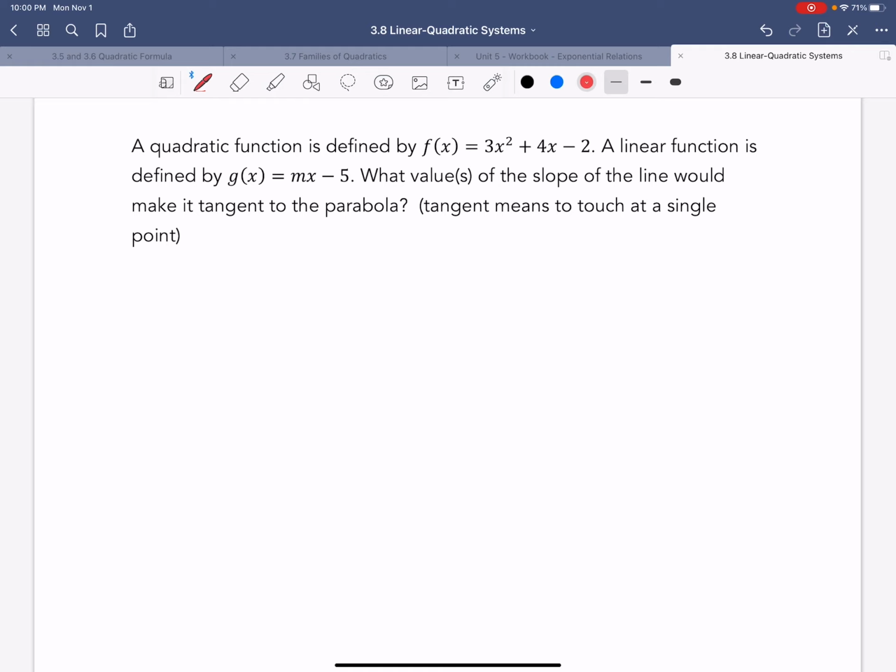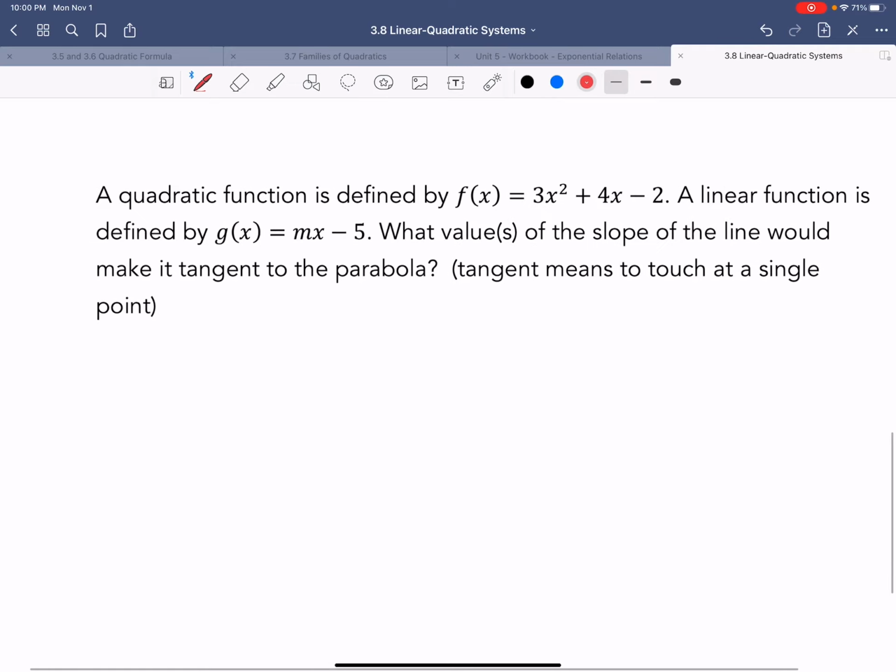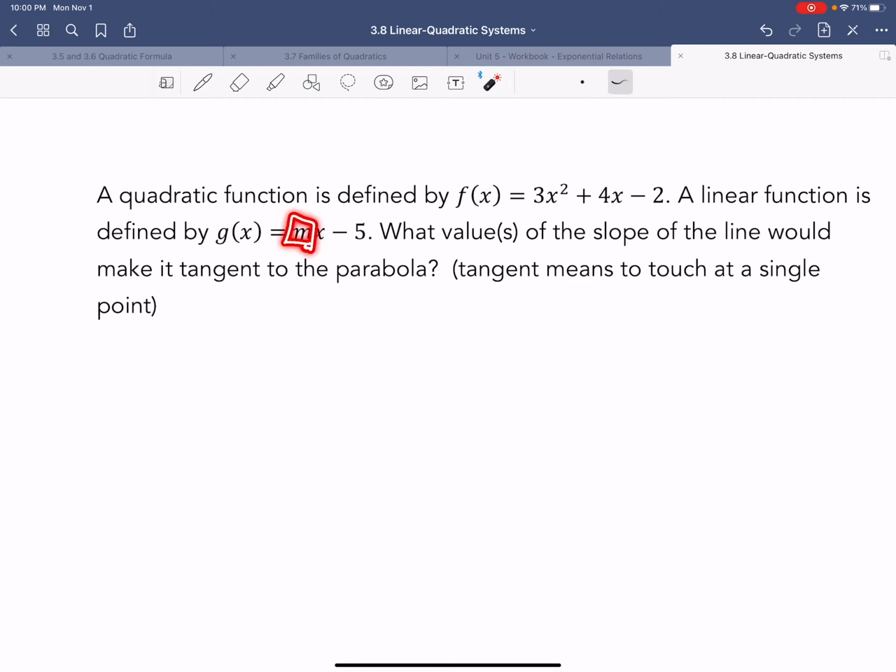A quadratic function is defined by f at x, and a linear function by g at x. What values of the slope of the line would make it tangent to the parabola? So, a couple of things here. You can see in g at x, I don't know what the slope is. We have to figure out what the slope is. That's the point of the question.